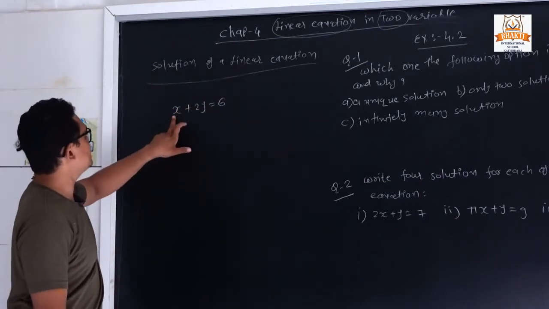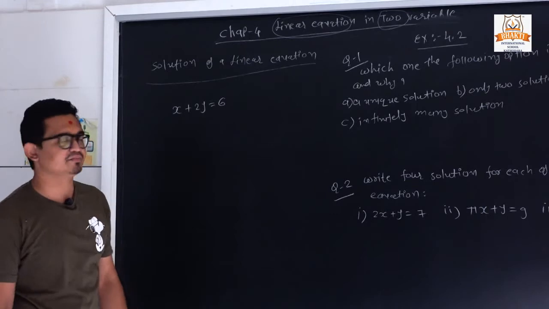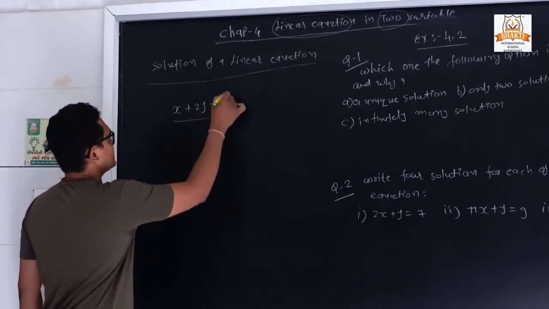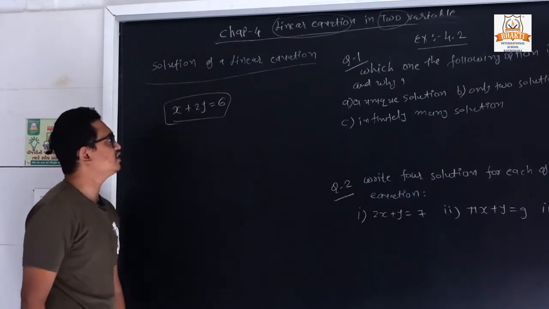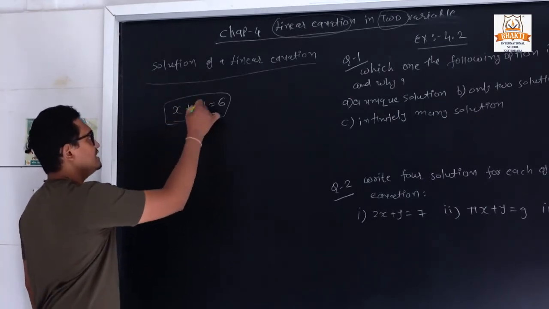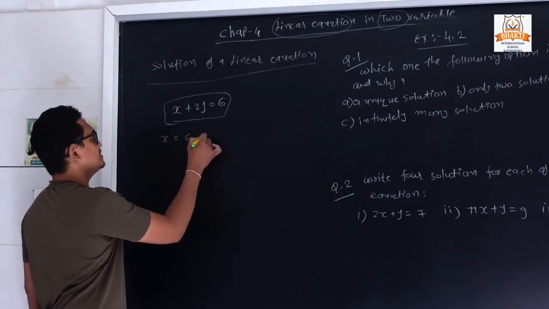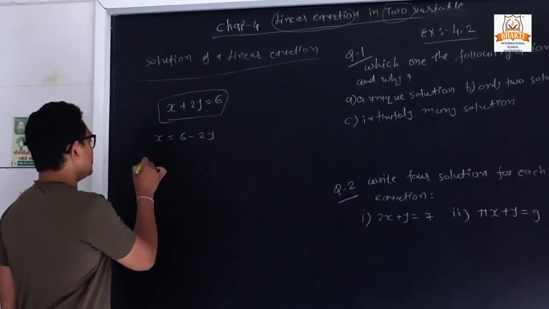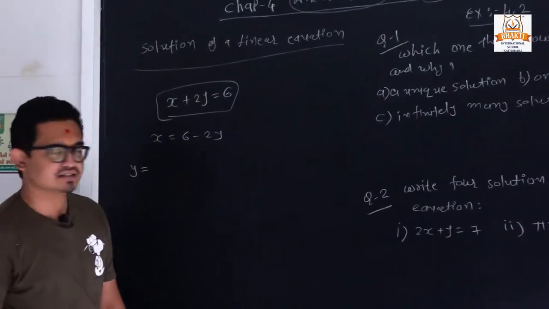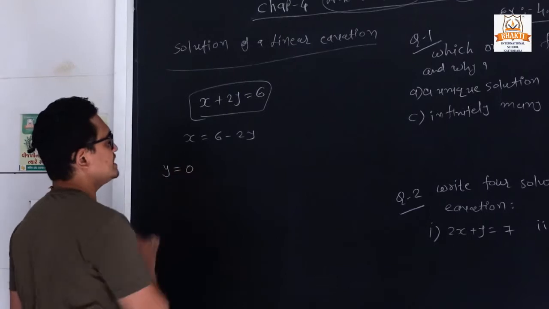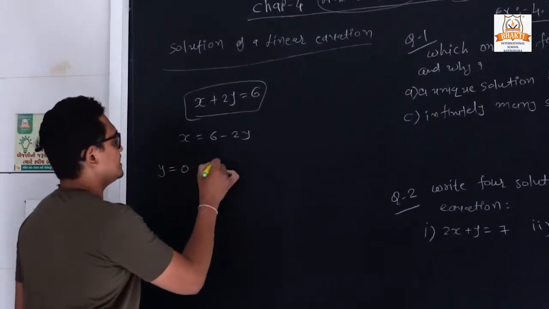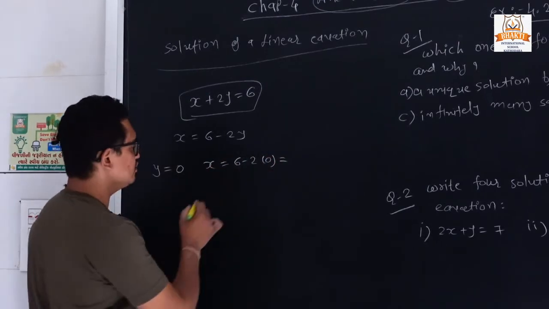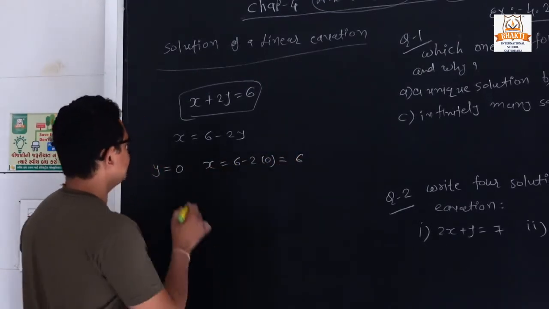So this equation is given: x plus 2y is equal to 6. So first of all we can write down this equation: x is equal to, so first of all this term is going to the second side, so it is 6 minus 2y. Now next we will put a value of y, so we can get the value of x. So first of all we can put y is equal to 0. So x is equal to 6 minus 2 into 0, which is 0. So 6, the answer is 6.